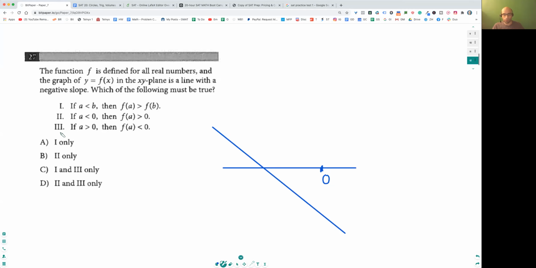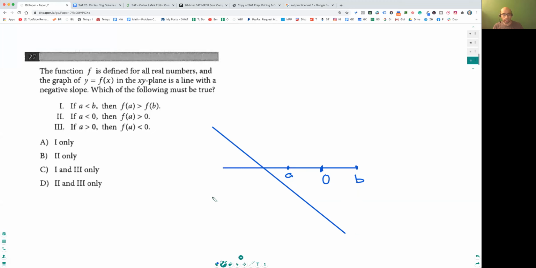So let's try it. If A is less than B, so what can you say? Let's say you want to say A is less than B here. Take A to be here and B to be here. Then this guy is going to be greater than this guy. Okay, that does make sense, right? If A is less than B, then this could happen, it can happen this way because it's a negative slope.